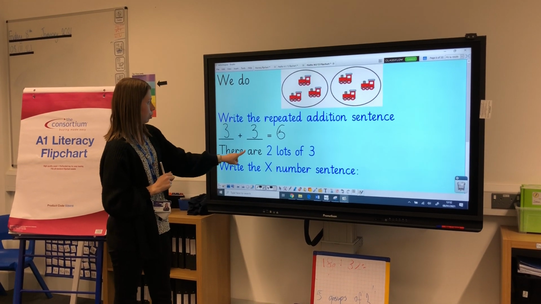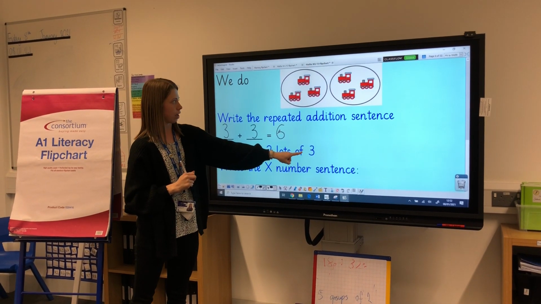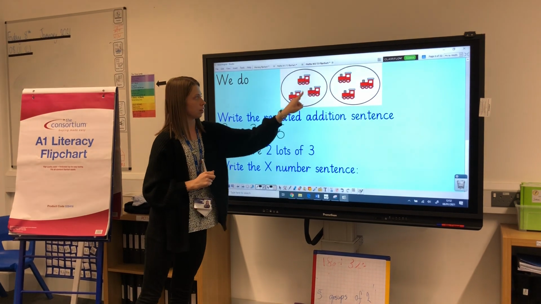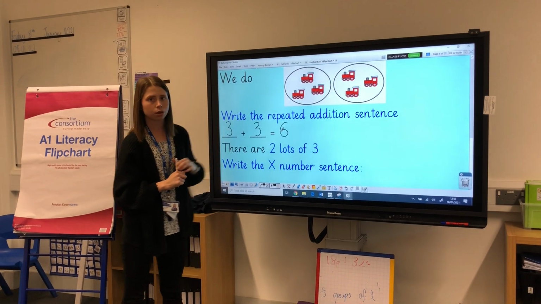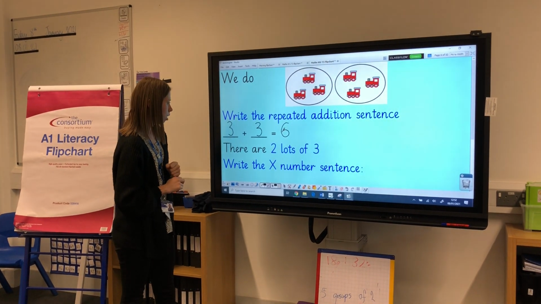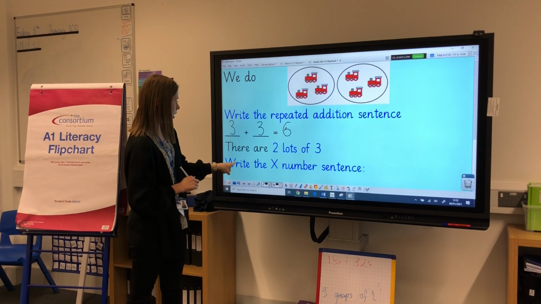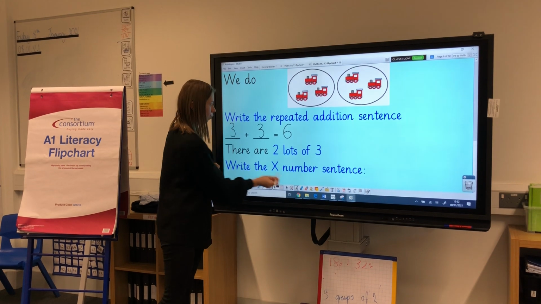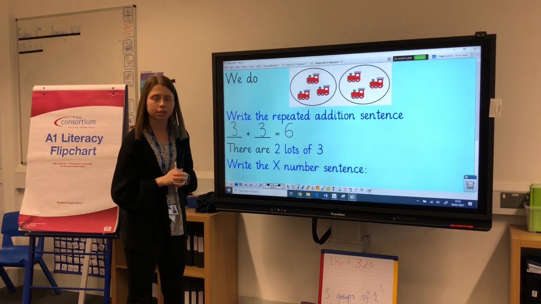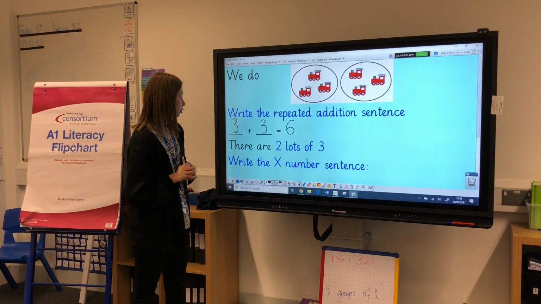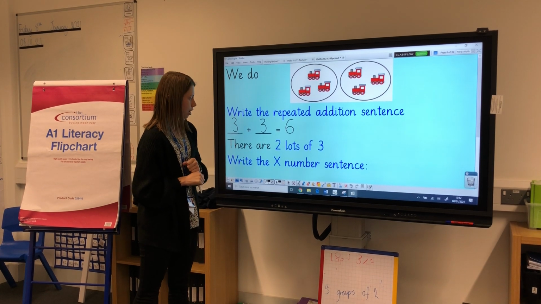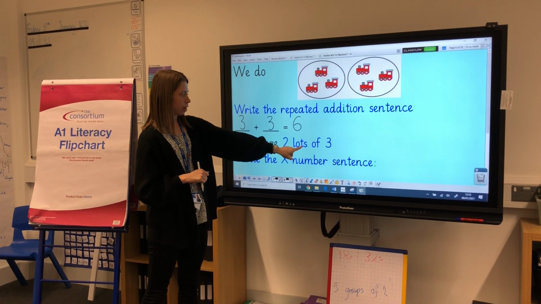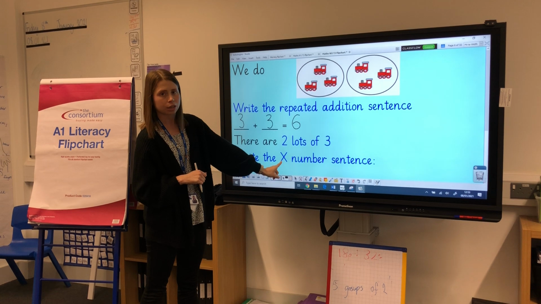So there are 2 lots of 3. Here's our 2 groups. They have 3 in each, so there's 2 lots of 3. I wonder if we could have a go together at writing the times number sentence for that repeated addition sentence. So we already know there are 2 lots of 3, and we know that we can replace lots of with our multiplication symbol.